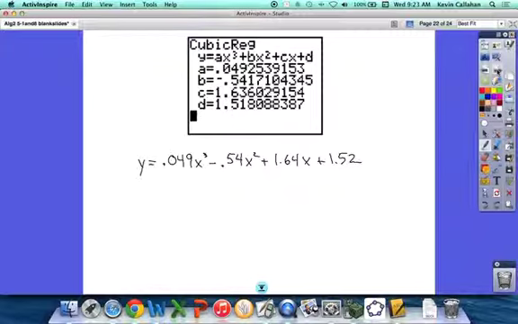So again, you're not done until you've taken that y equals ax to the 3rd, etc., and then plugged in for the a, b, c, and d. There's your model. We're good with that? Sophia? Okay. Hunter?